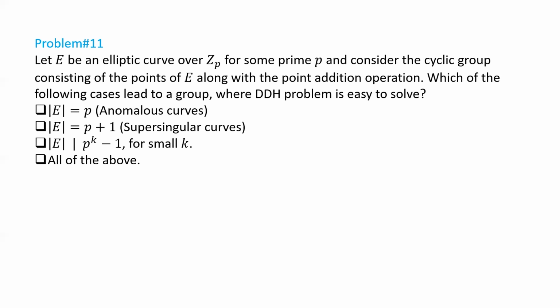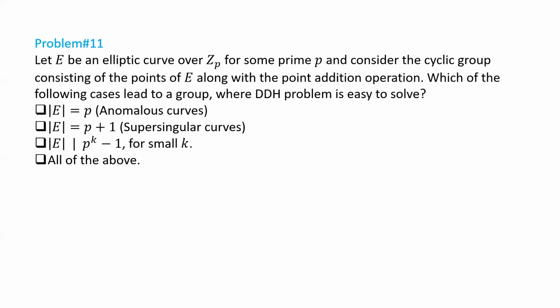So this mod E, if the size of E is equal to P for the prime number P, for which the prime modulo P elliptic curve is defined, if that is equal to the elliptic curve size, then we are not supposed to use that elliptic curve in practice for constructing cryptographically secure primitives. And if mod E is equal to P plus 1, that is supersingular curves, that also should not be used, because the DDH problem is easy to solve on them.